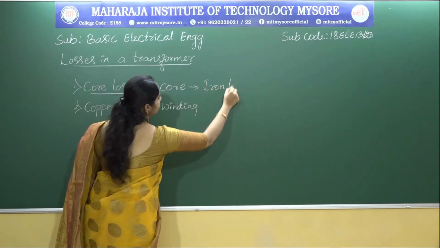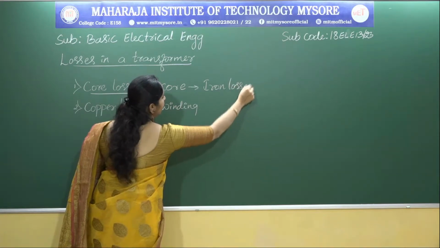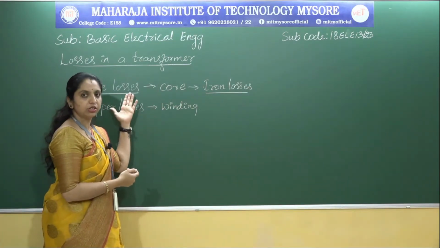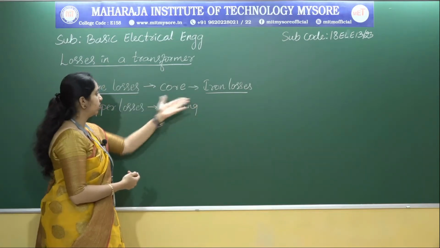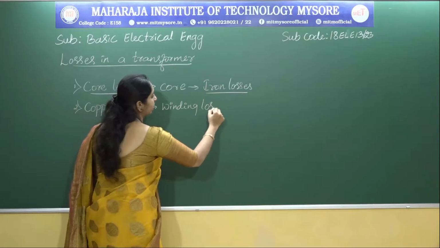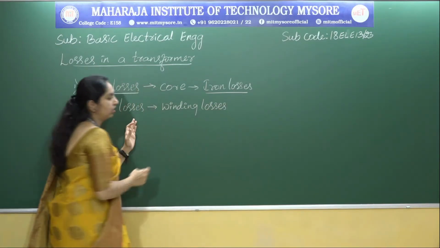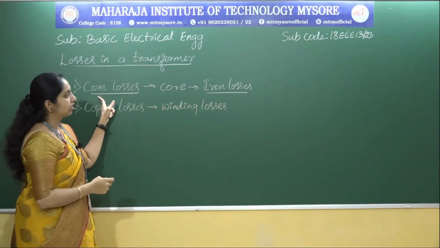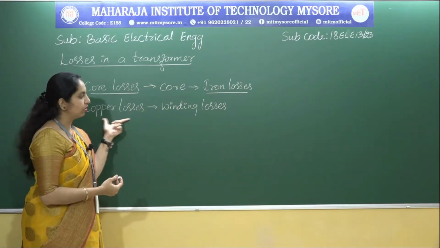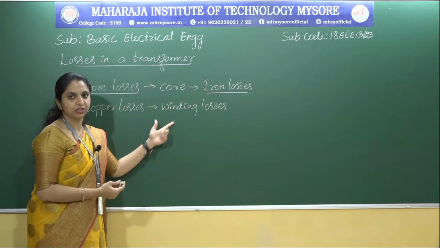Core losses we also call iron losses, since the core is made of the material iron. Similarly, copper losses can also be called winding losses, right? So core losses can also be called iron losses, and copper losses can also be called winding losses.